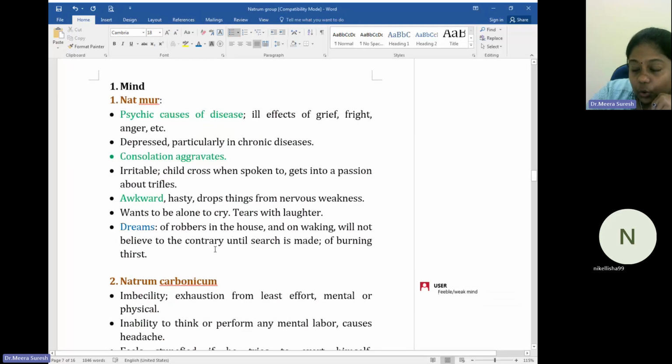They feel like there are robbers in the house, and then they want to check it, especially under her bed. So they go down, they check it, and only then will she be relieved. So a kind of OCD also. They do have BPD, especially Natrum mur, and also some kind of OCD. And they're very thirsty people. We saw that all Natrums are thirsty people, and hence they dream also of thirst or of burning thirst.